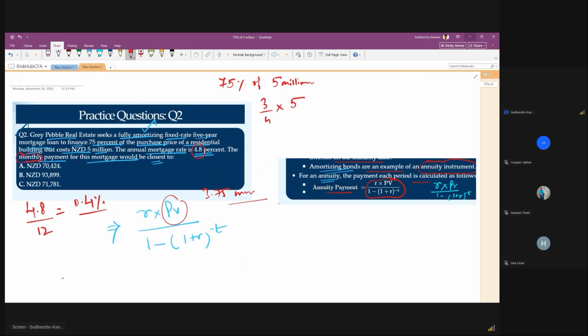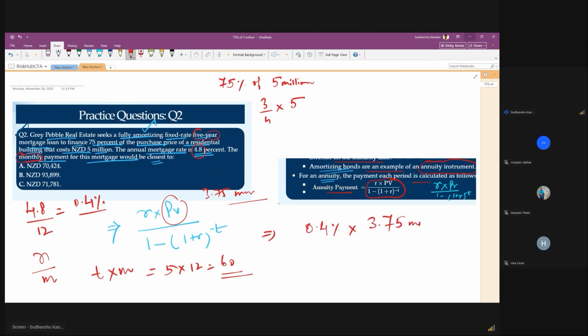Now, the same logic I told you: if the rate is divided by something, the time period will be multiplied by that thing. The time period is 5 years, so 5 into 12, which is 60. So this is what will be input in the formula. Rate will go in at 0.4%, and PV will go in at 3.75 million.